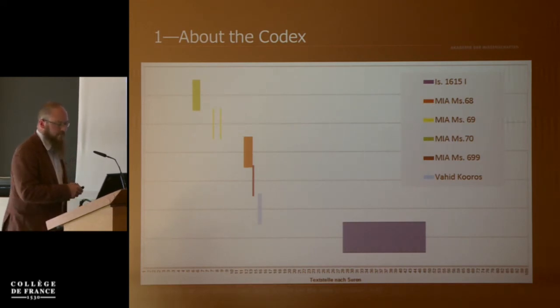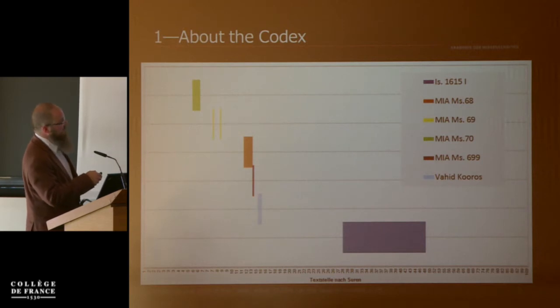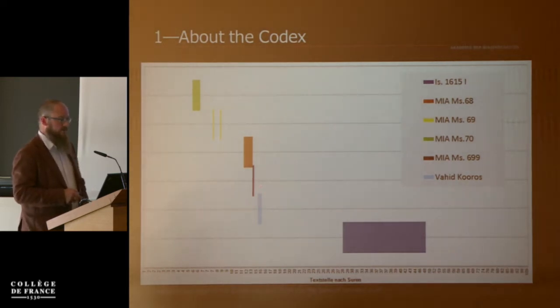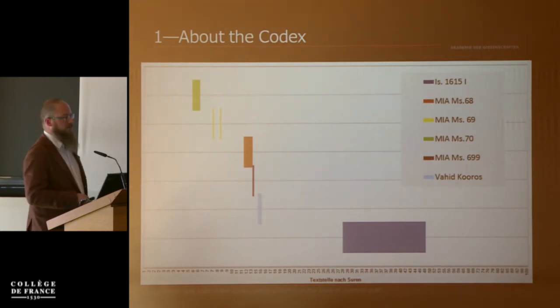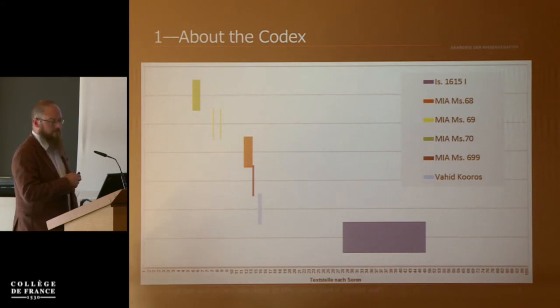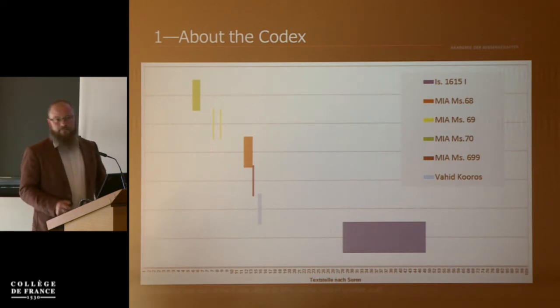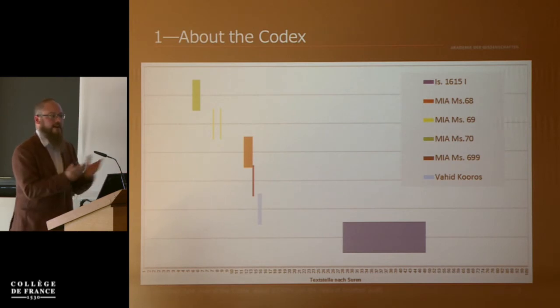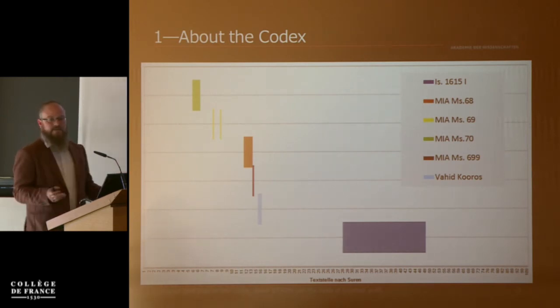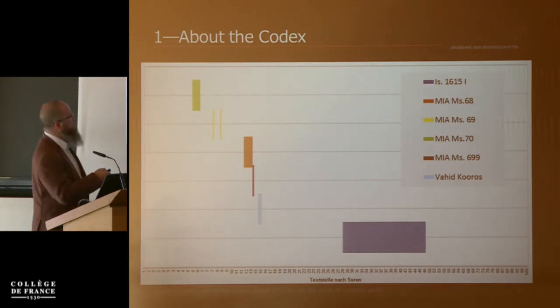Interestingly, the Sotheby or MS 699 page follows directly after the MIA MS 68 folio, so it's directly adjoining, could have been one signature. And very interestingly, here we have a bifolium, the MS 69. It's a bifolium, and it's one of the outer ones of a quaternion, so you're missing the text in between.